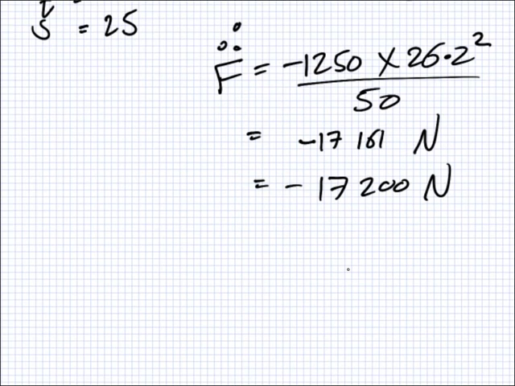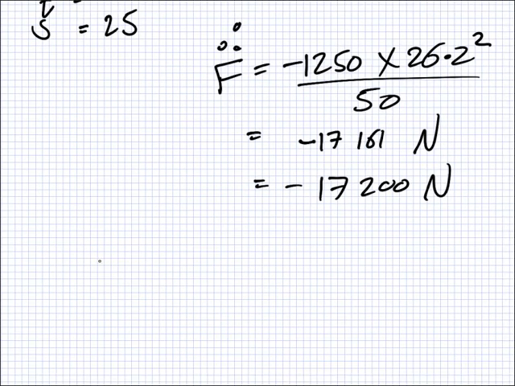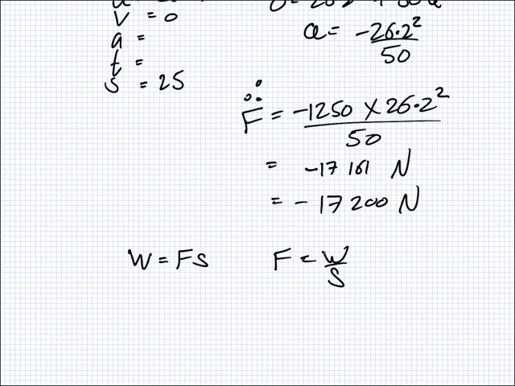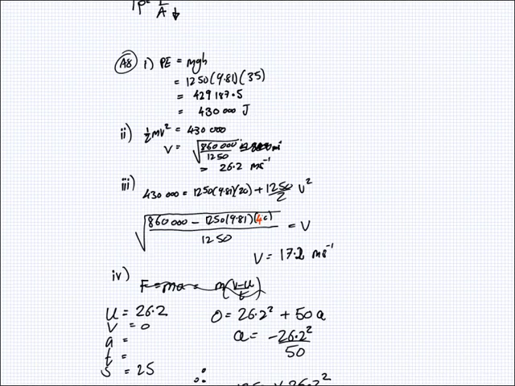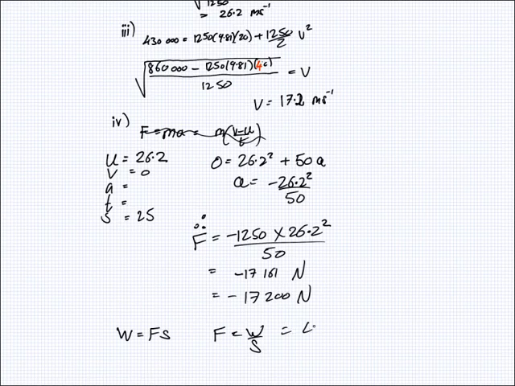There is another formula you can use. So you can say work equals Fs. So F would equal work over S. Now, can you type this in somewhere? 430 over 25. Yeah, you see.